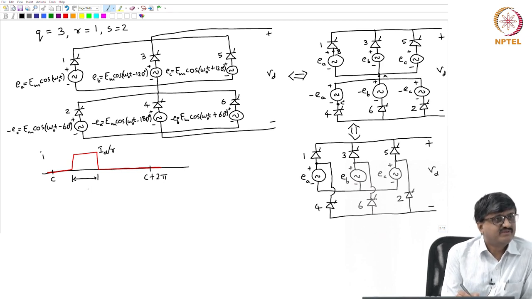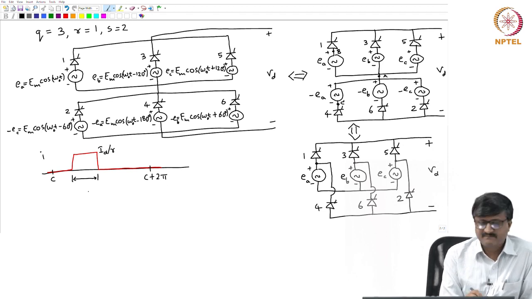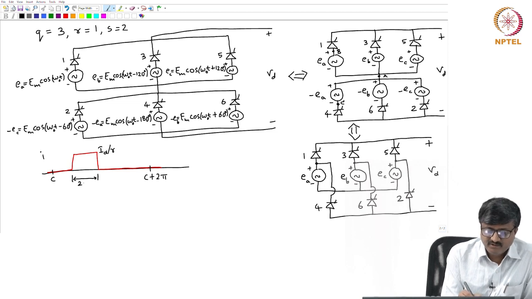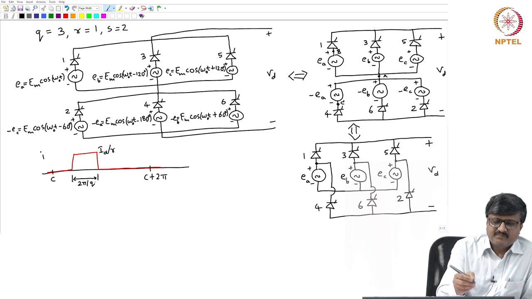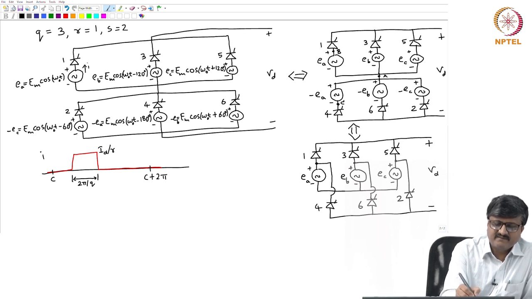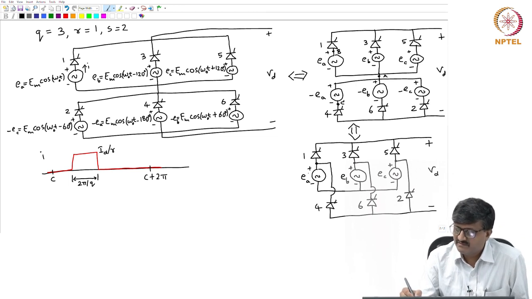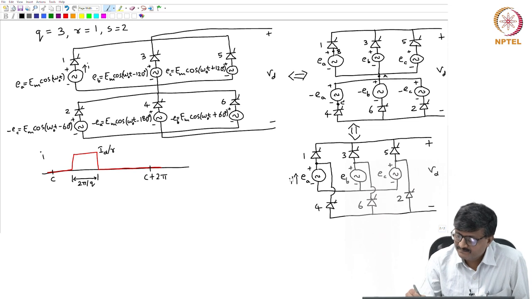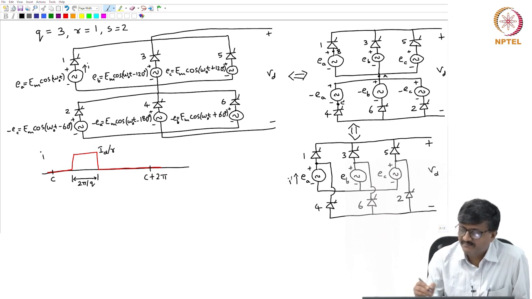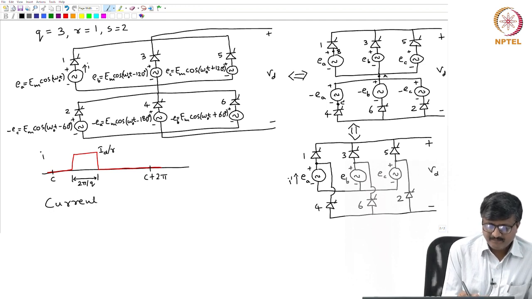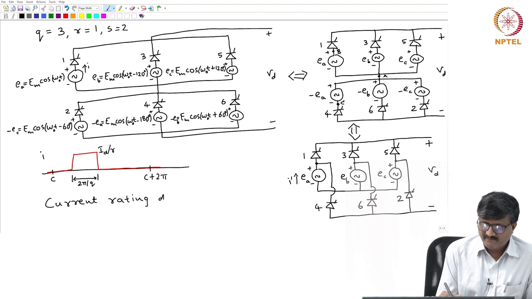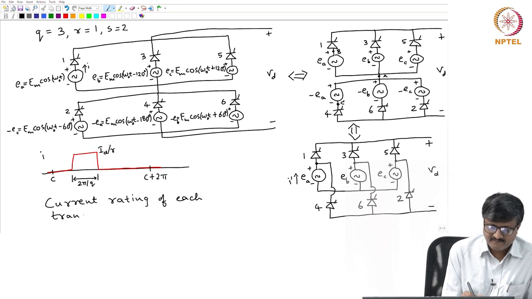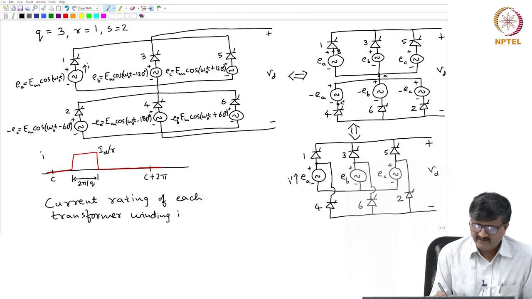So this duration is, in the original circuit, I am talking about the original circuit, 2 pi by q. So suppose I take the current here as I. Now suppose I take the revised circuit, I take the current here as say I prime. So the current rating of each transformer winding increases by a factor of root 2.